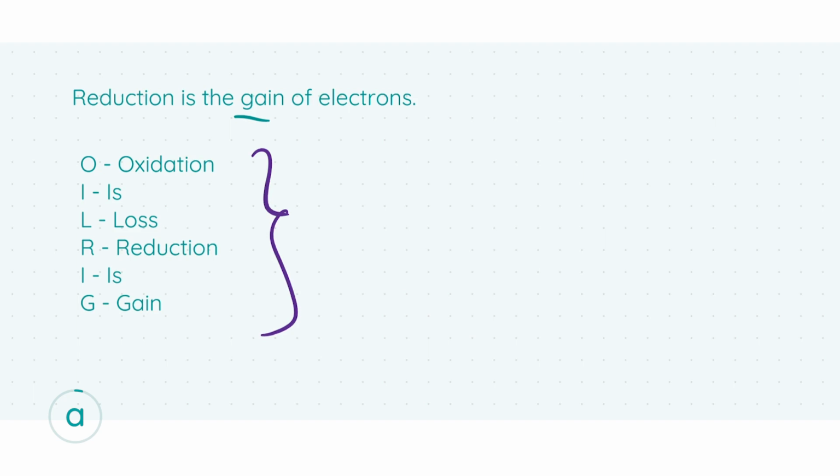So for getting this first part correct, you're going to get a total of 4 marks, and that's 4 marks for just saying that the gain of electrons is how you define reduction when it comes to viewing reduction through the lens of electron transfer.